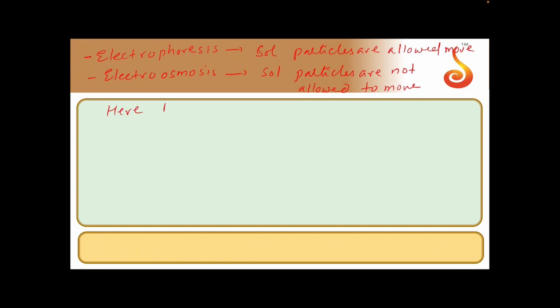And here, the ferric hydroxide sol is positively charged. Therefore, we know that the medium has a negative charge, because there must be an opposite charge. So, when you are not allowing particles to move in electroosmosis, then the medium starts moving.